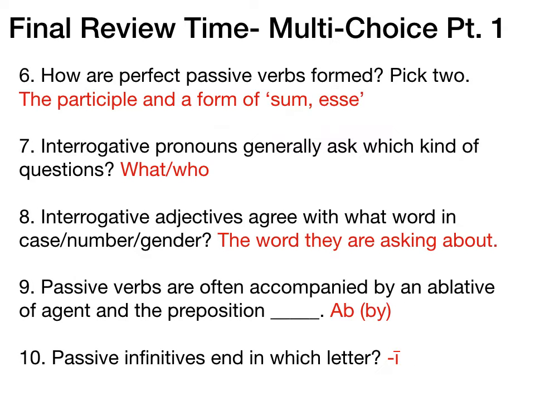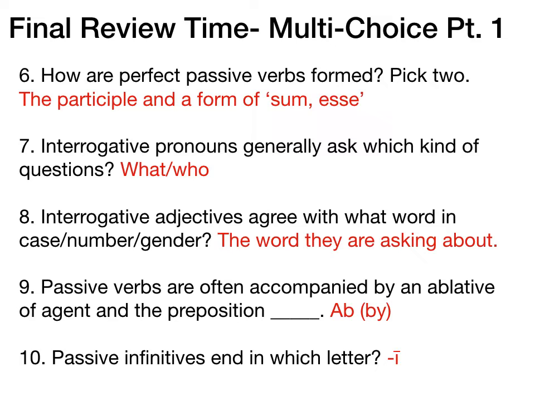Let's see. So, number six. How are perfect passive verbs formed? And you're going to pick two. One will be the participle. That's our fancy word for, yeah, I know, participle. It's not a fun word. It sounds complicated. That's just the fourth principal part of the verb's dictionary entry, though. And then we're going to have a form of sum, esse along with it. So something like discipula doctus est. The student has been taught. Doctus is a participle of doceo, docere. Est is the third person singular form of sum, esse, which matches a student.